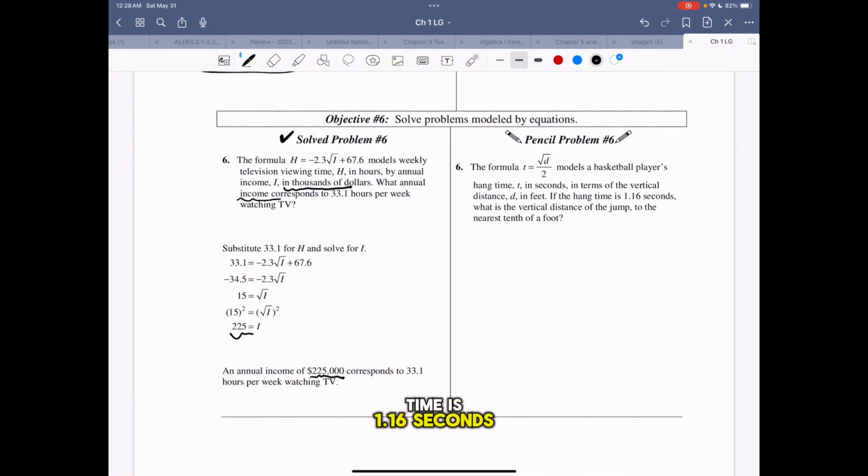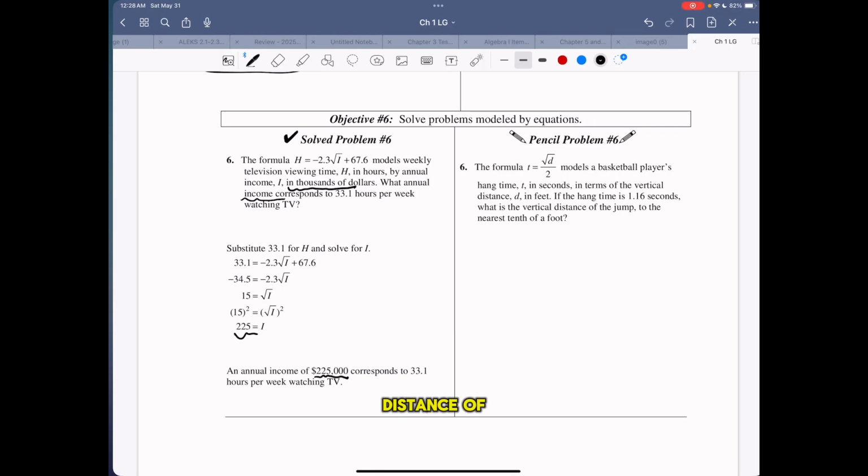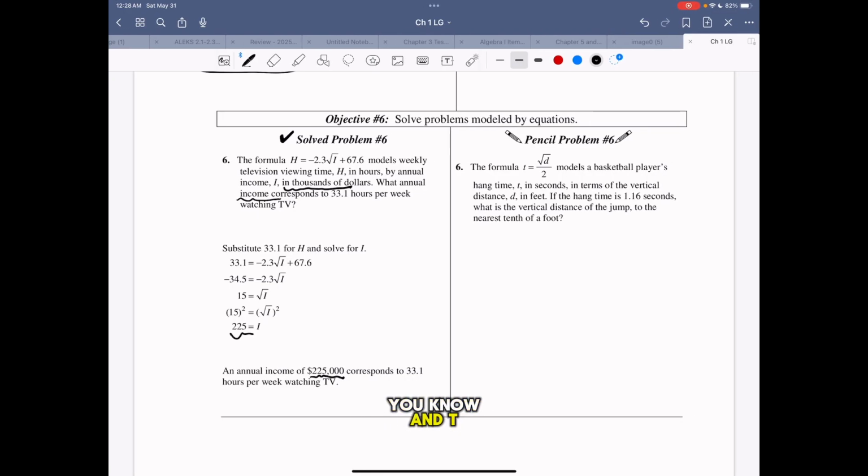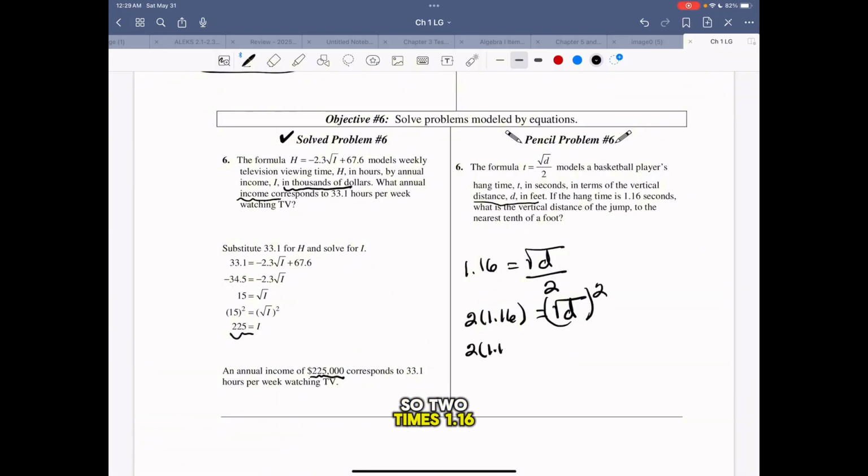So for this one, it says, we're modeling a basketball player's hang time in seconds. So if the hang time is 1.16 seconds, what is the vertical distance of the jump? And T is the amount of time, but the D is the distance. So if the hang time is 1.16 seconds, we are going to solve for the letter D. So this will be 2 times 1.16, and then that's equal to the square root of D. And then we just square both sides to get rid of that radical. So 2 times 1.16, we'll square it, and that'll be equal to D.